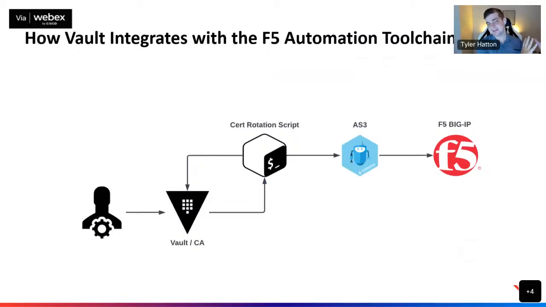So we've talked about F5 and the F5 automation toolchain. We've talked a little bit about Vault, what it is, how does it work, what do you get out of it? But how do we bring these two things together? There's really 3 or 4 different components that make this thing come together and come alive. And the first one really is our Vault instance itself.